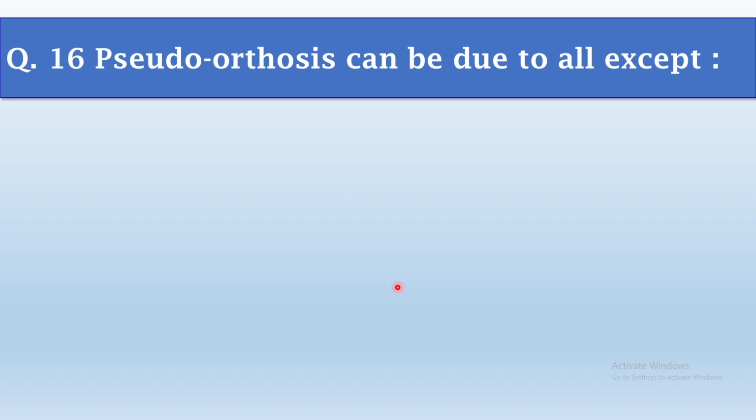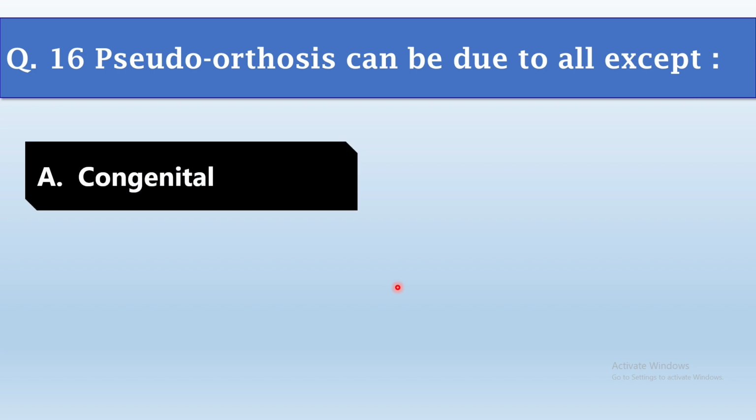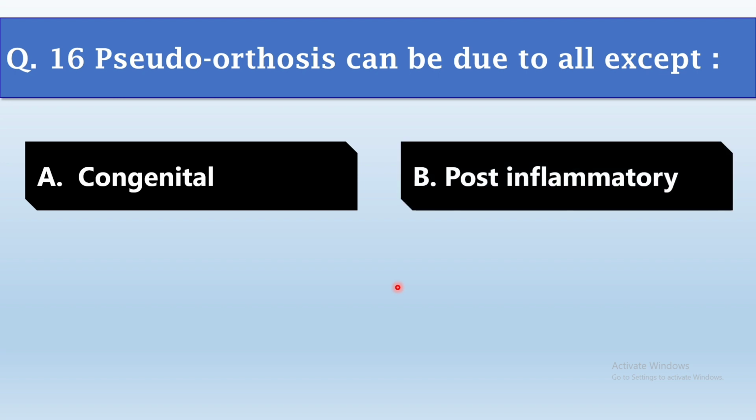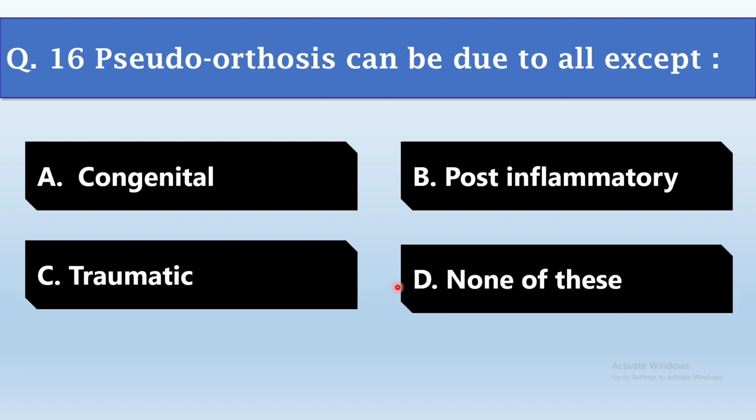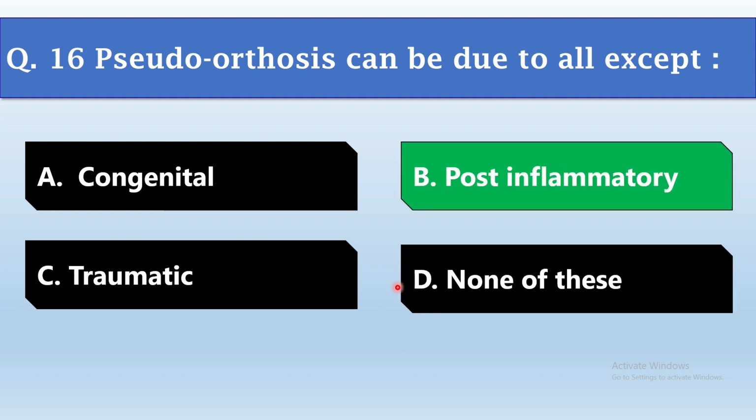Question number 16. Pseudoarthrosis can be due to all except option A congenital, option B post-inflammatory, option C traumatic, and option D none of these. The answer is post-inflammatory. Pseudoarthrosis can be due to the congenital and traumatic.